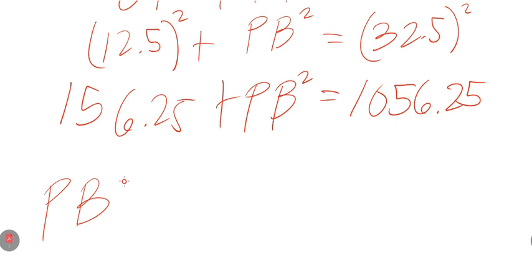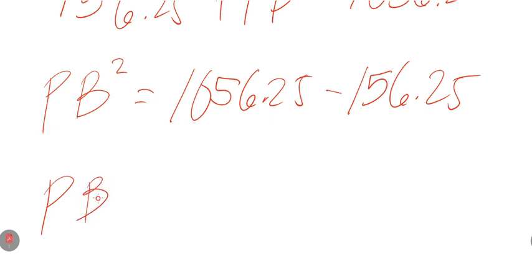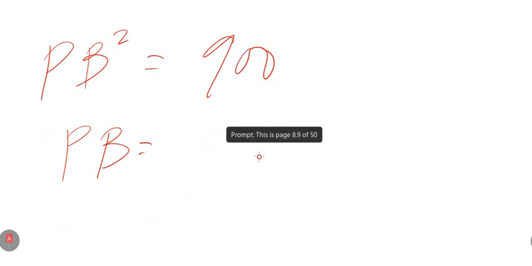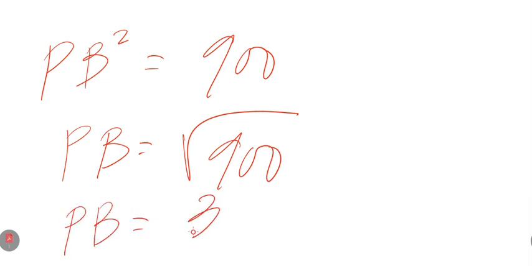Now we have PB squared is equal to 1,056.25 minus 156.25. That's going to give us PB squared is equal to 900. Now, to cancel out the square, we take the square root of both sides. That's going to be PB is equal to the square root of 900, so PB is 30.